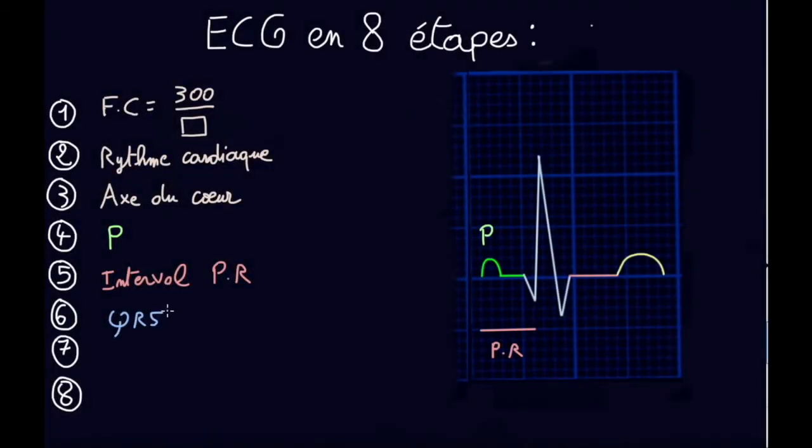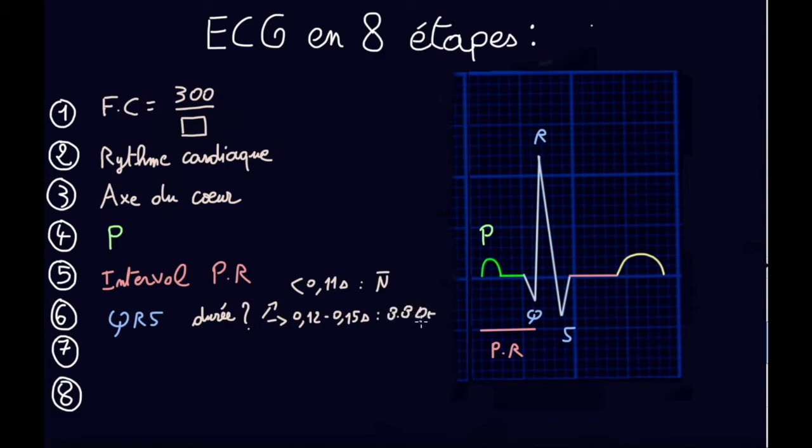Step 6. The QRS complex. Its duration has to be lower than 0.11 seconds. If its duration is between 0.12 and 0.15, it is a right or left bundle branch block. If its duration is more than 0.15, you have to think about ventricular tachycardia or ventricular fibrillation.